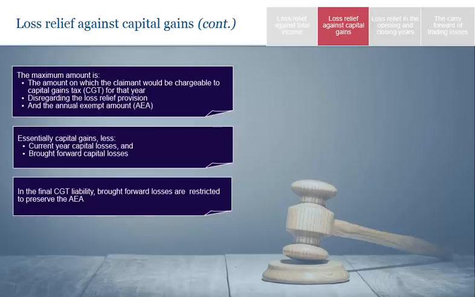Partial claims cannot be made, but that is true for all of the loss reliefs we've been describing in this module. Just to make a comment about the annual exempt amount, that's ignored in the calculation of the maximum amount, but obviously will come in the final CGT liability, where actual brought forward losses can be and are restricted to preserve that annual exempt amount.